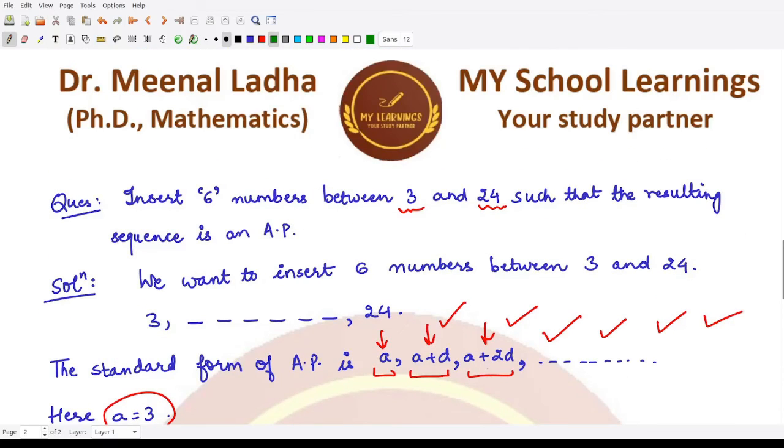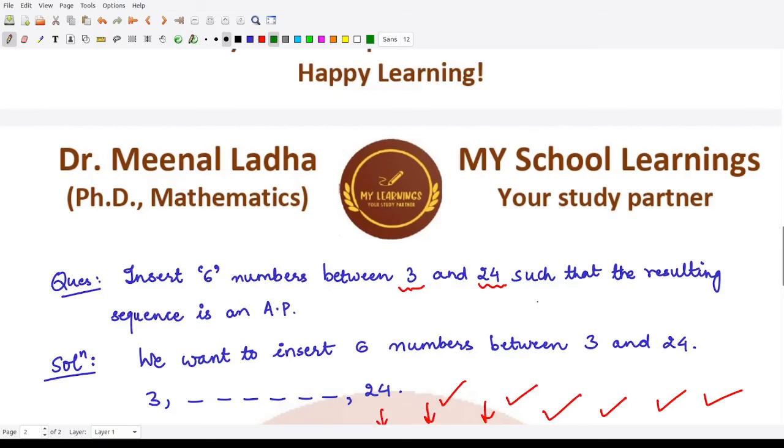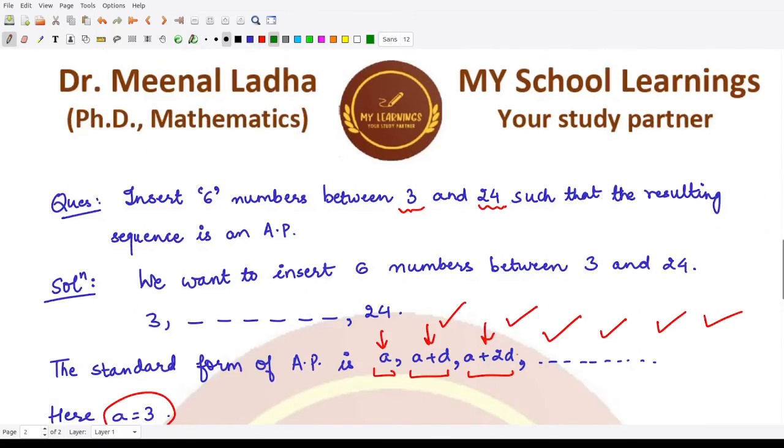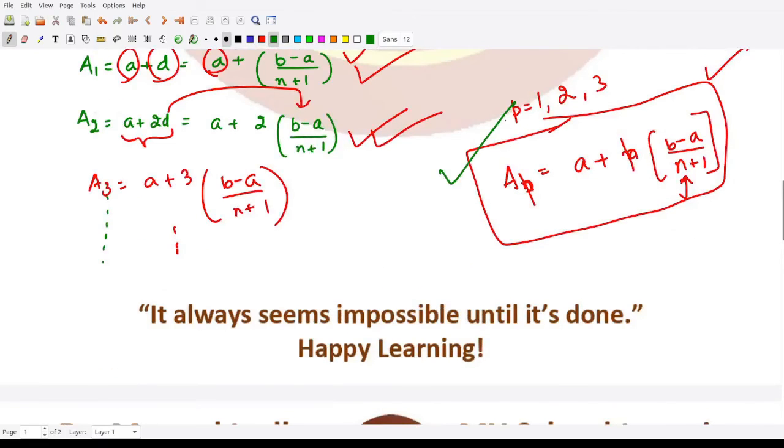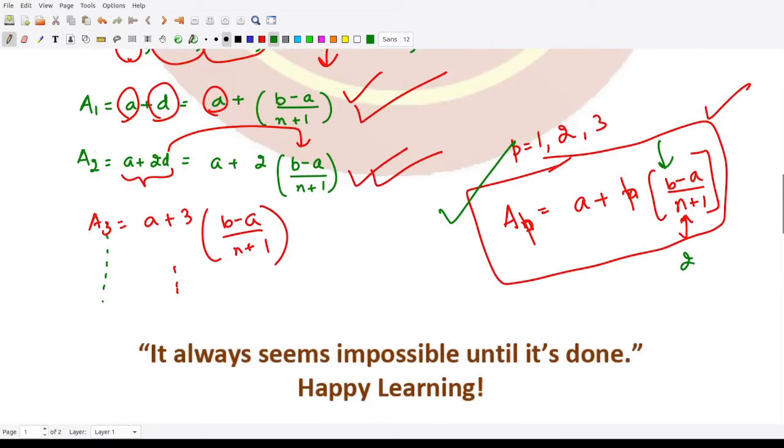So this is the way in which you can solve your questions. So I hope you understood this way of solving the questions. Moreover, you can solve this question also using this formula. You just need to know the value of B, right? The value of B in our case is 24. The value of A is 3, right? And how many terms did we want to insert here? 6. So 6 plus 1, right? So the common difference P would be B minus A divided by 6 plus 1, and then we have A as 3. This is the value of the AP in our question. So when we solve this, it is 21 divided by 7, which is 3. So it is 3 plus 3P, correct?